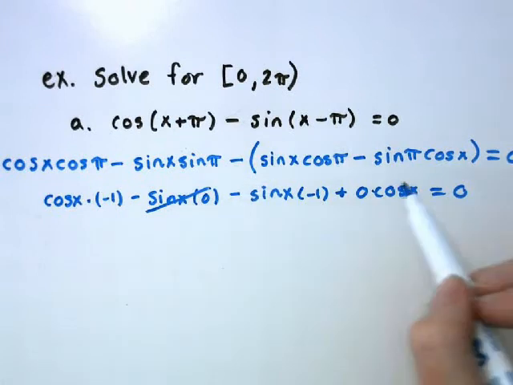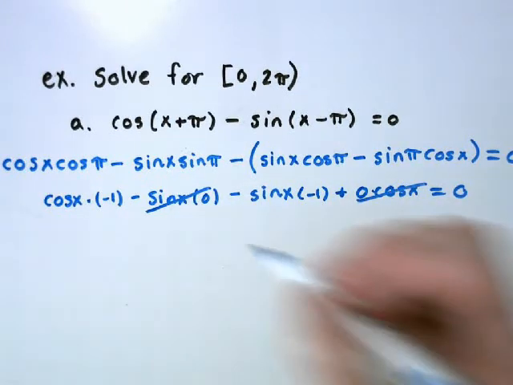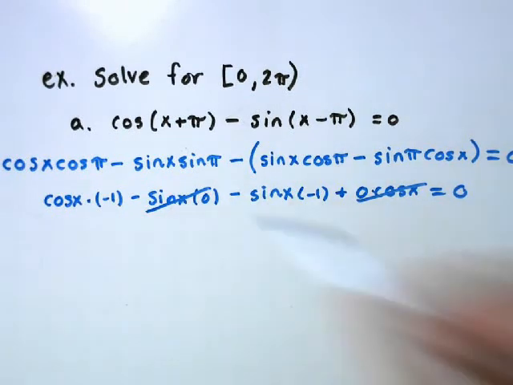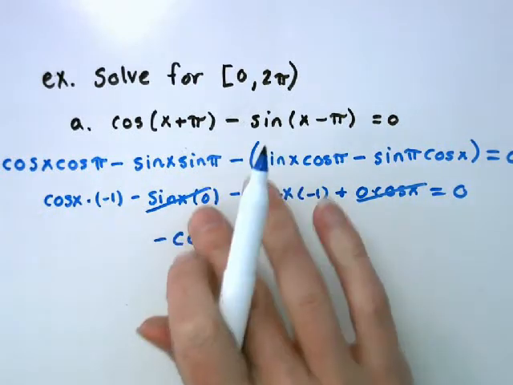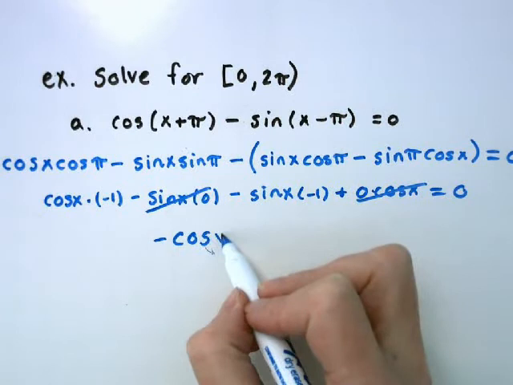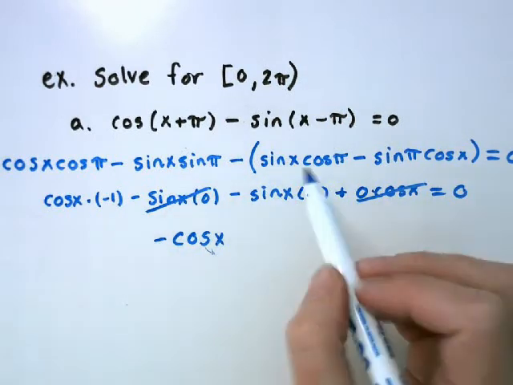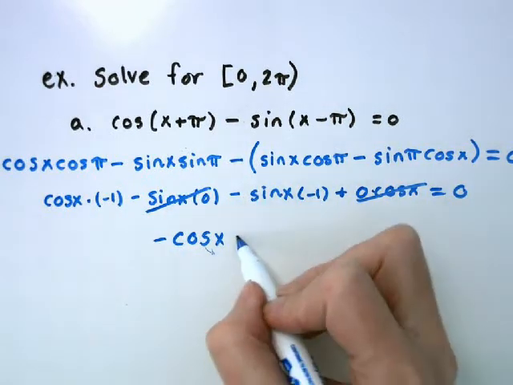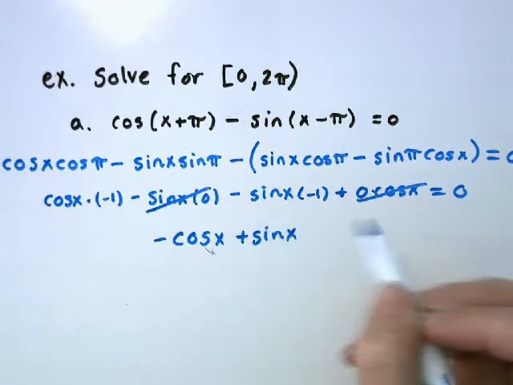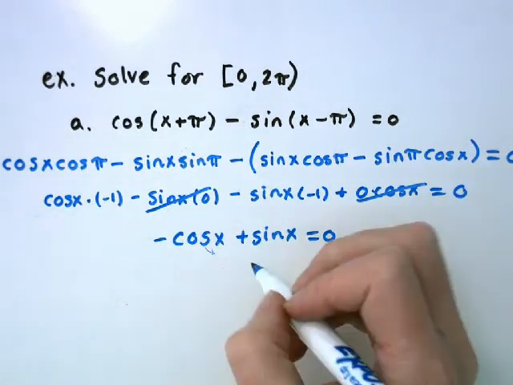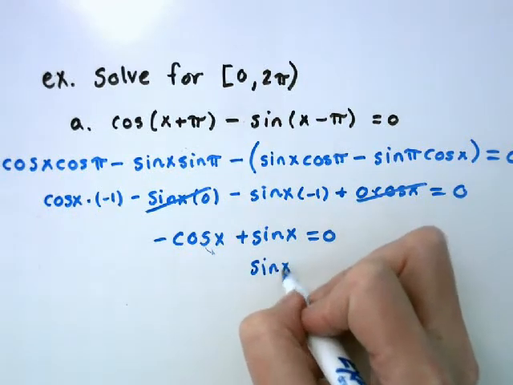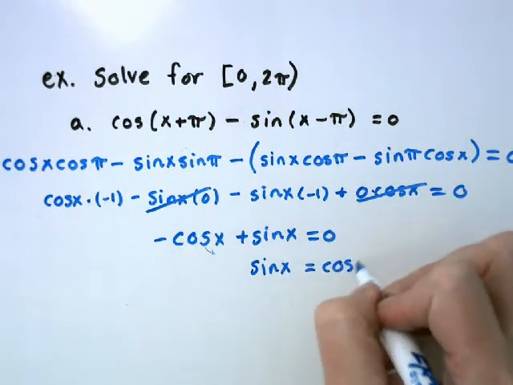Okay, so this and this are going to go away. So I have a negative cosine x, -1 times this minus will be plus sine of x. I'm going to go ahead and add the cosine over.